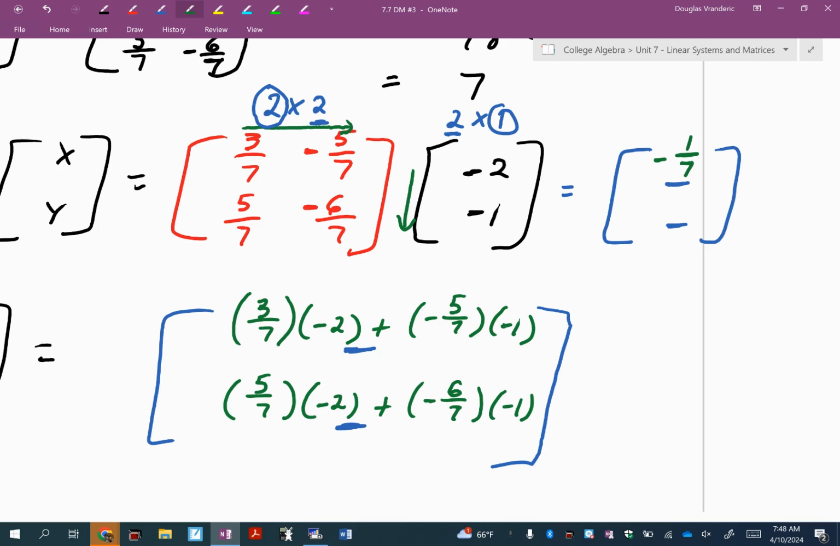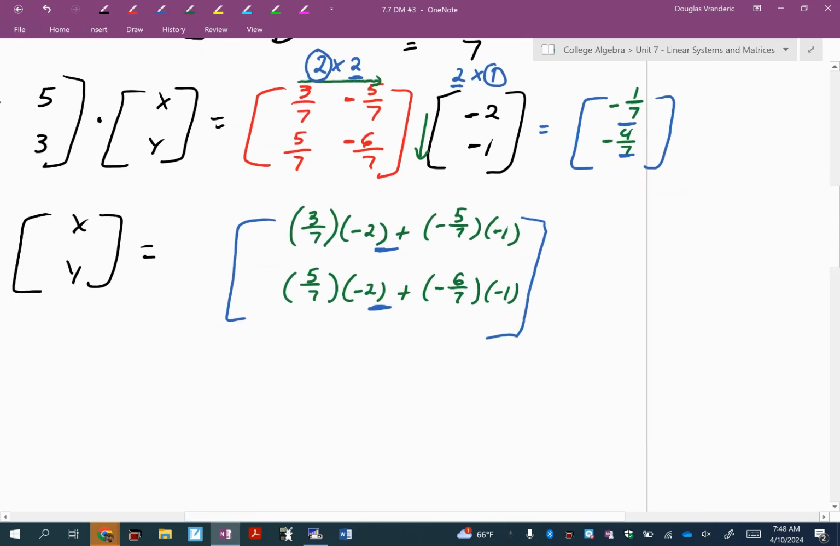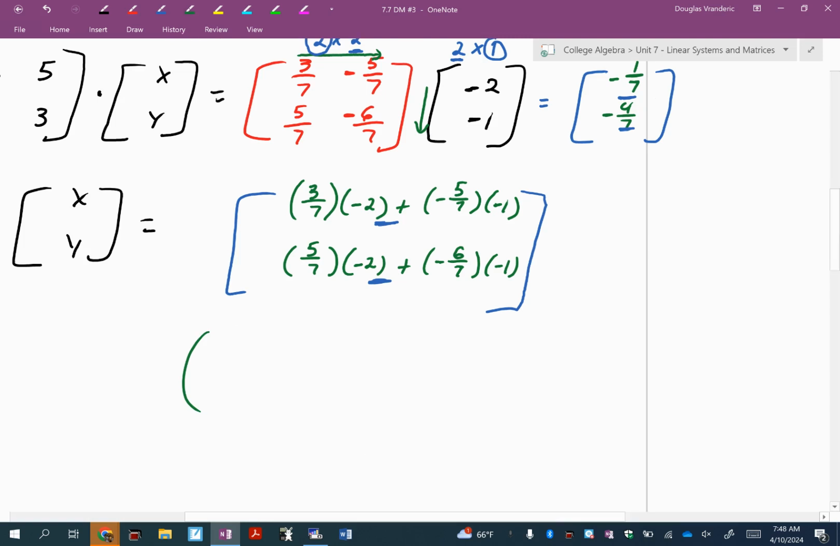Awesome. Now, I'm pretty sure in Delta Math, they're going to ask you for the ordered pair. So when you write down the answer for the ordered pair, you're going to write down that first number, the negative 1/7. Come back.